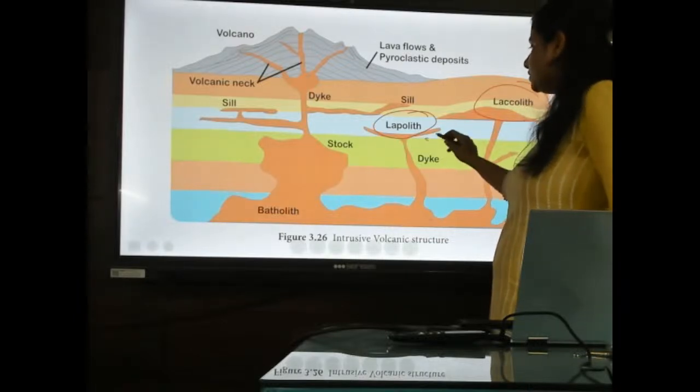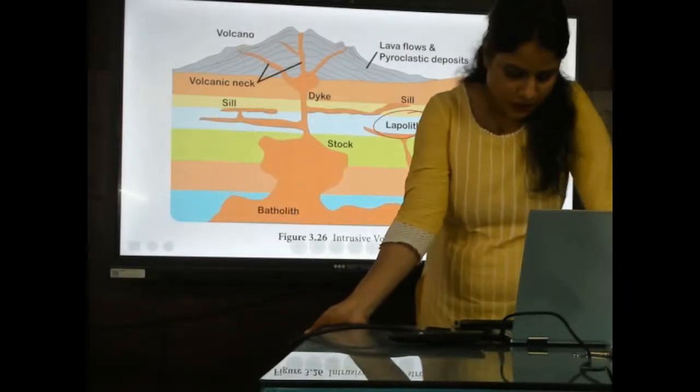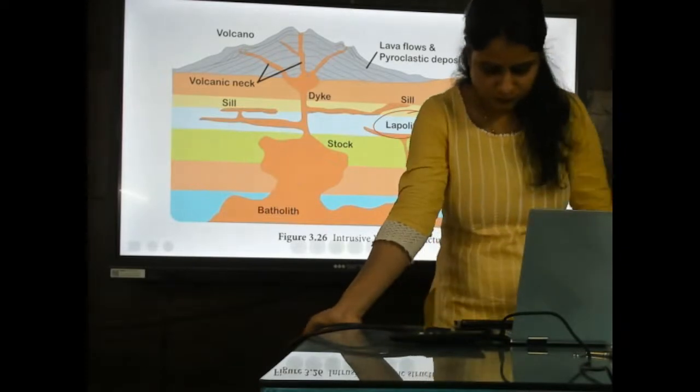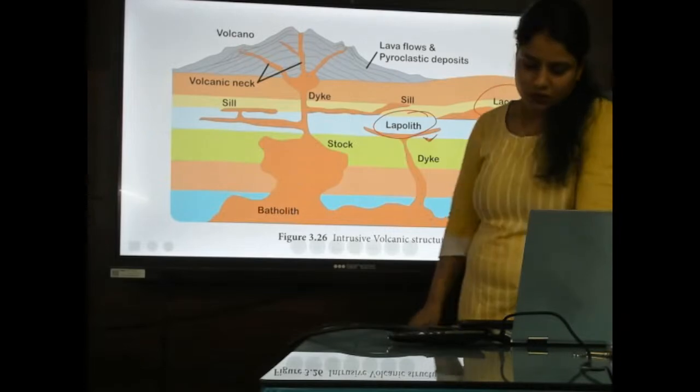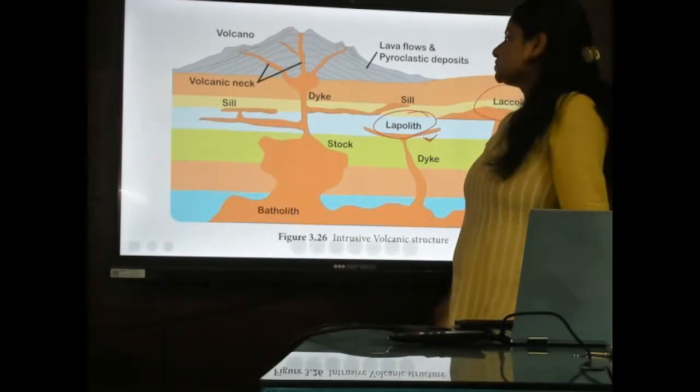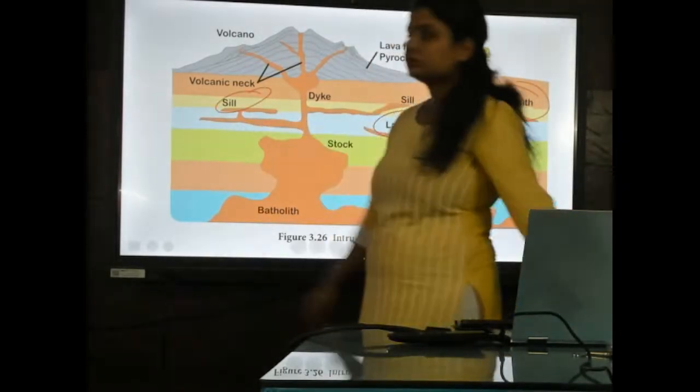A concave shaped body is called a lapolith. Next, sills. We have sills.